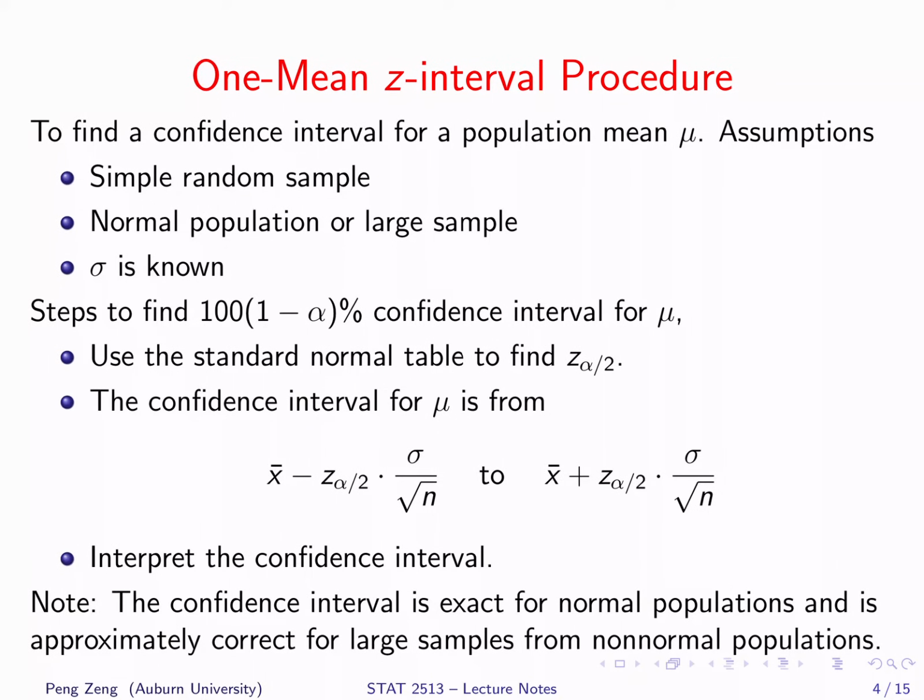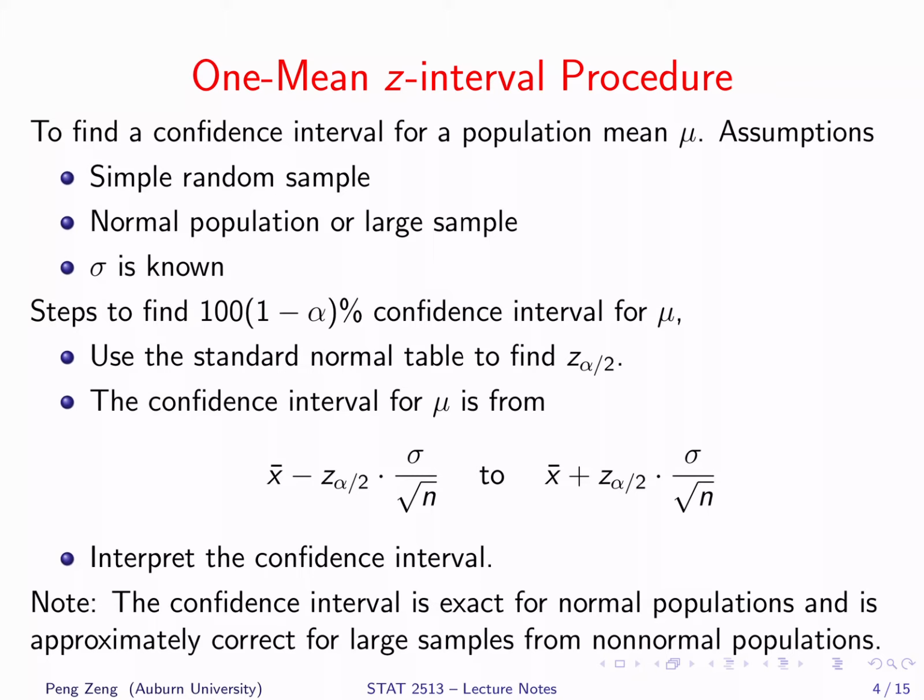This slide summarizes the assumptions and steps to find a confidence interval for the mean. Such confidence intervals are called Z-intervals. The assumptions include simple random sample, normal distribution, and sigma is known. Simple random sample makes sure that the observations are independent of each other and follow the same distribution. The population distribution should be normal. However, if the sample size is large enough, the normality assumption can be dropped.